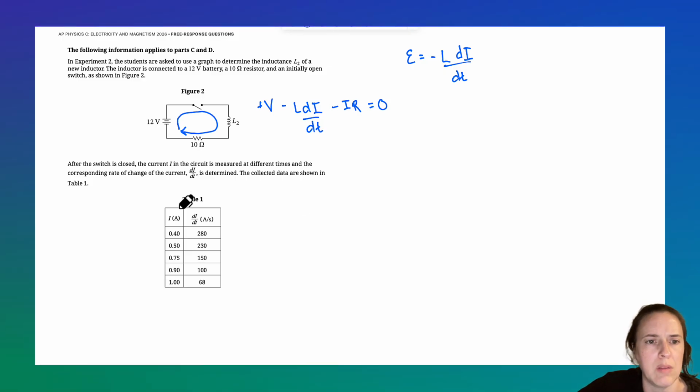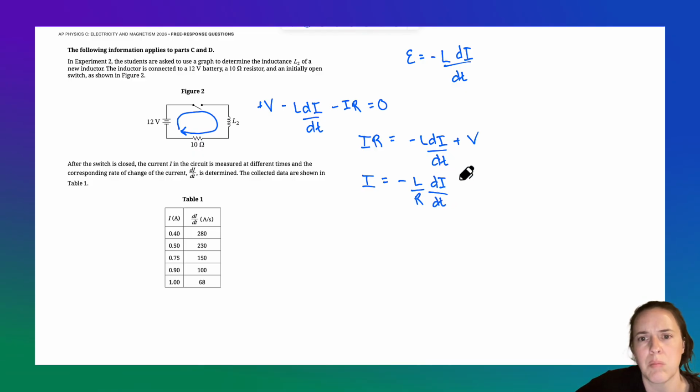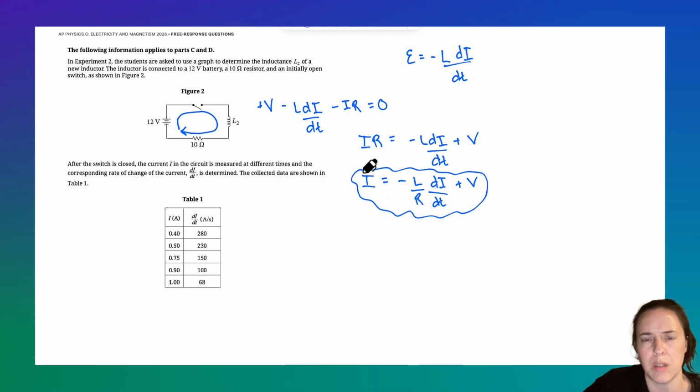So we've got I, we've got di dt. If I move one of those to the other side, I get IR equals, I'm going to rearrange this a little bit, negative L di dt plus voltage of my battery. Okay, I'm going to divide by R just because I like having my left side isolated. So minus L over R di dt plus V over R. So this is probably going to be our relationship here.